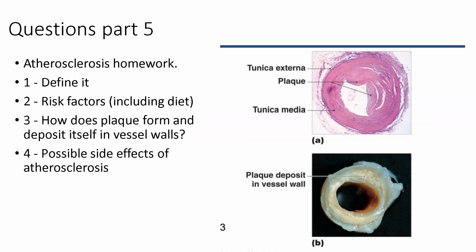So these are our last questions for the heart system. And then we'll briefly talk about the respiratory system in the next video, which will be the last video of the year. Questions part 5. Atherosclerosis: I want you to define it. What is it? Risk factors. How does plaque form and deposit itself in vessel walls? And what are the possible side effects of atherosclerosis? You can see here plaque formation in a vessel wall. You can see plaque underneath the microscope too. So that's our last part.